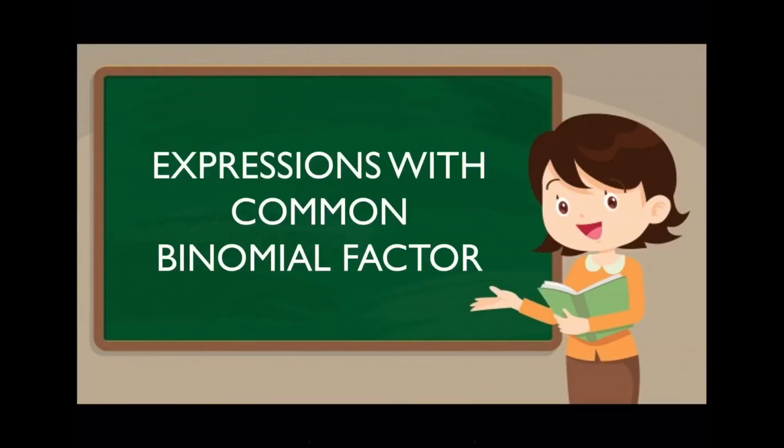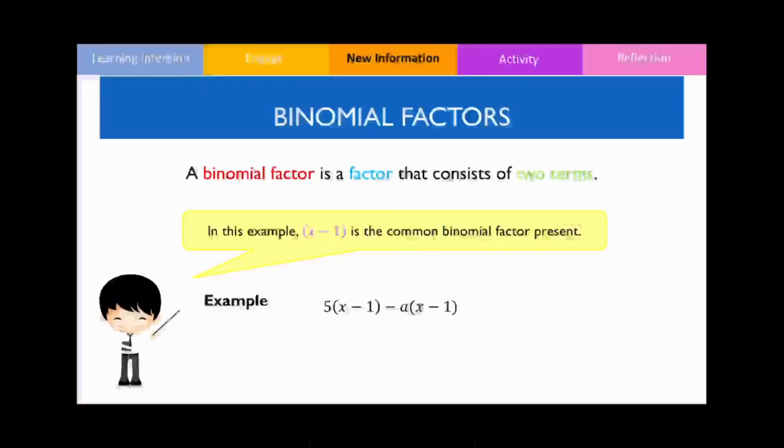What we're going to be looking at now is how we factorize expressions that contain a common binomial factor. We previously talked about what a binomial factor was in our last lesson, and we said a binomial factor is essentially a factor that consists of 2 terms. So let's use this example so that we have a better understanding. You've got 5 times x minus 1, and then you've got a times x minus 1. Notice in this case, there is a common factor present in each of these 2 terms. That's one term, that's another term. We can clearly say that x minus 1 is the factor, and we refer to this factor as a binomial since it contains 2 terms.